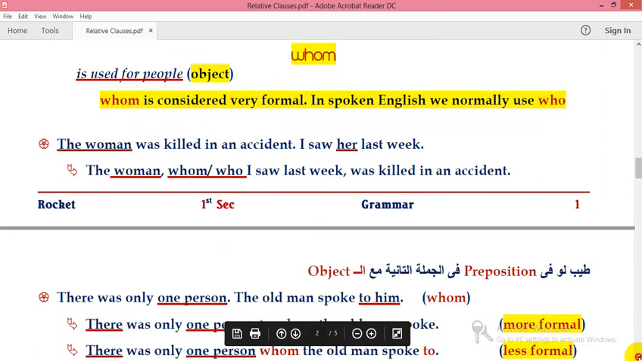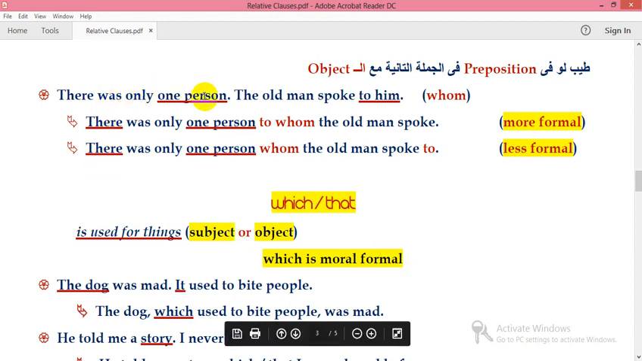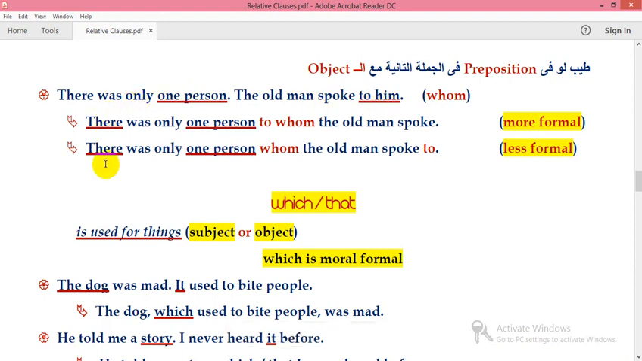But we need to think a bit. If I have a preposition with whom, like: there was only one person. The old man spoke to him. We have two answers. The first, there was only one person to whom the old man spoke. The preposition preceded the relative pronoun, and this is the formal way. The less formal way, we say there was only one person whom the old man spoke to.